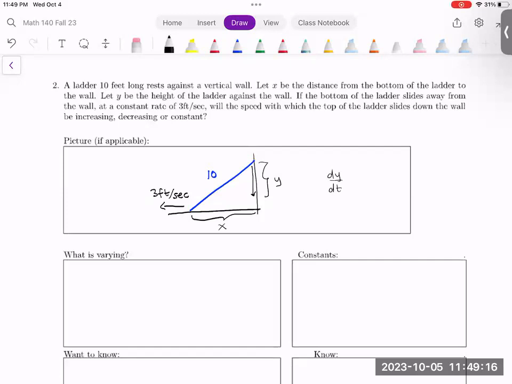What we'd like to know is, is dy dt an increasing function? Are we speeding up? A decreasing function? Is it slowing down? Or is it a constant function? After all, dx dt is a constant function, 3 feet per second. So I'd like you to think for a moment about this situation and make a prediction. Do you think dy dt is going to be increasing, decreasing, or constant?